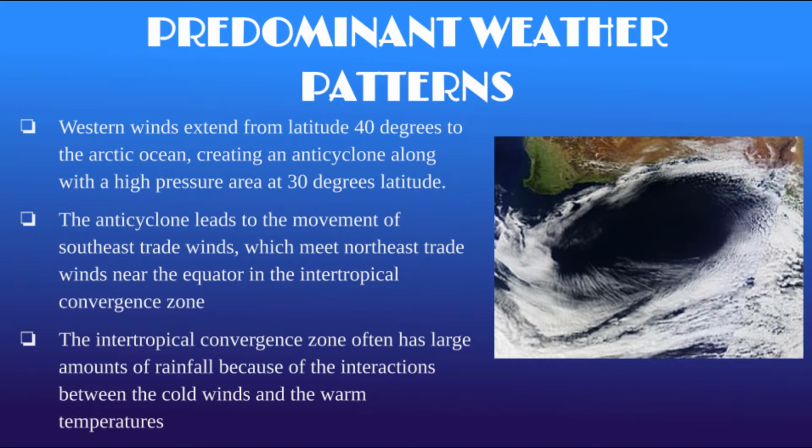And basically, it's a convergence zone that has a lot of rainfall and very high temperature, not only because it's near the equator, which means there's more sunlight shining upon it, but also because the interactions between the cold winds and the warm temperatures create this kind of weather pattern that leads to more clouds and overall more coverage around that area.